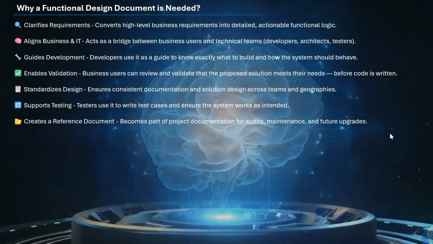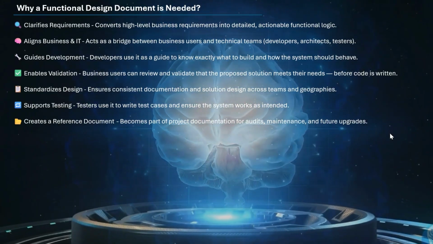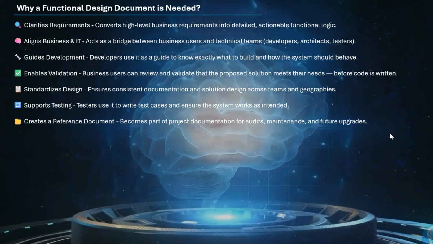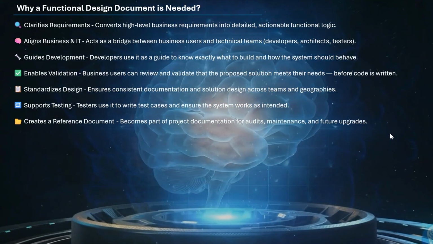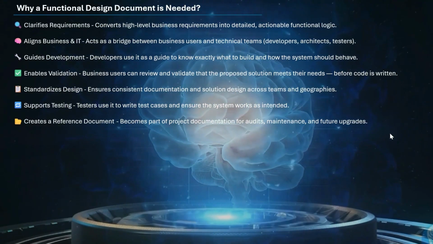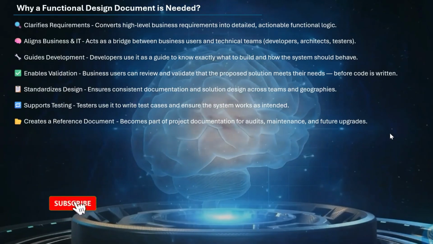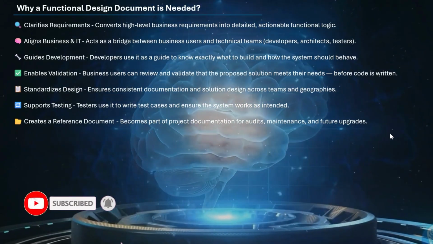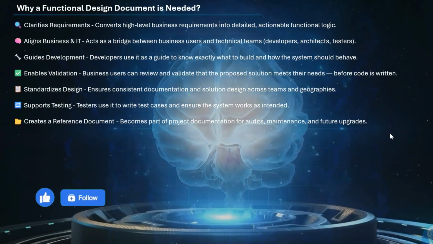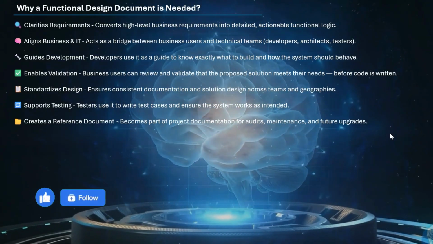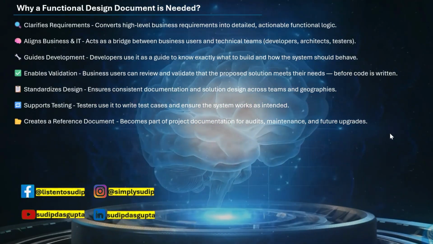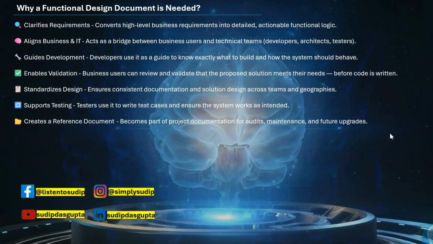So let's first understand why a functional design document is needed. First of all, it clarifies the requirement, converts a high-level business requirement into a detailed, actionable, functional logic. Then it aligns business and IT because it acts as a bridge between them. Business is going to give you a high-level requirement, and how do you convert it into an IT requirement, or in technical terms, how do you write a code and give them an application to use? That is where this document comes in as a bridge.